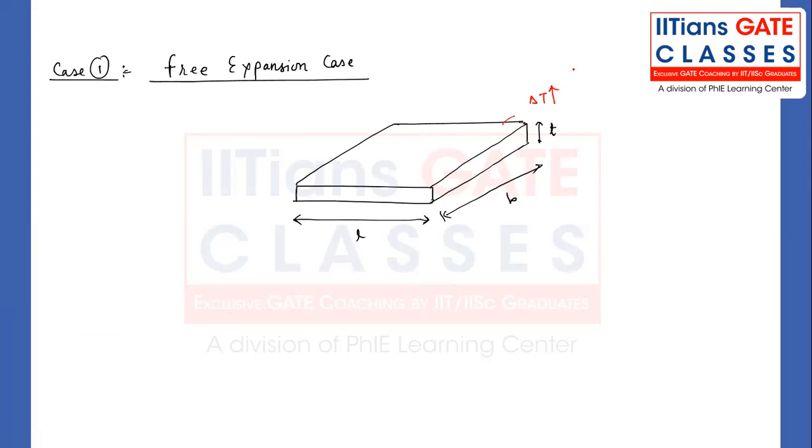Definitely there will be some elongation. Delta L will be alpha into delta T into L. Delta B will be what? Alpha into delta T into B. Delta T, the thickness change, will be what? Alpha into delta T into T. There will be deformation in all three dimensions: lengthwise, widthwise, and thickness-wise. Right? Now let me show it by the diagram so that you can visualize what I'm talking about.